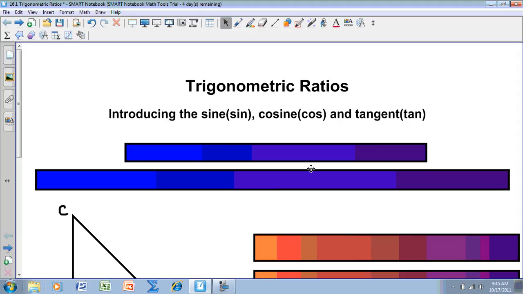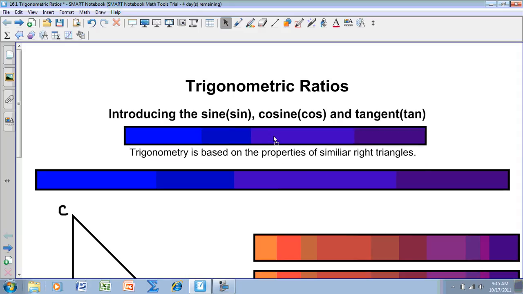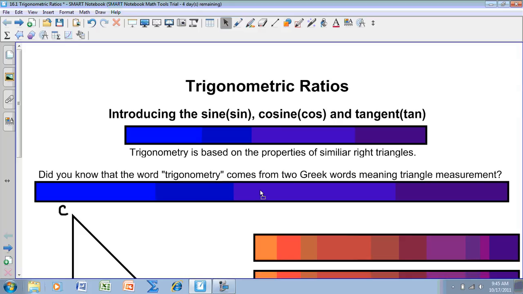And first of all, maybe just a little bit of history on trigonometry. Did you know that trigonometry is based on the properties of similar right triangles? Don't know if you knew that or not. Did you know that the word trigonometry comes from two Greek words meaning triangle measurement? So when we talk about trig, we really want to start thinking about right triangles and triangle measurement. The sine, the cosine, and the tangent.